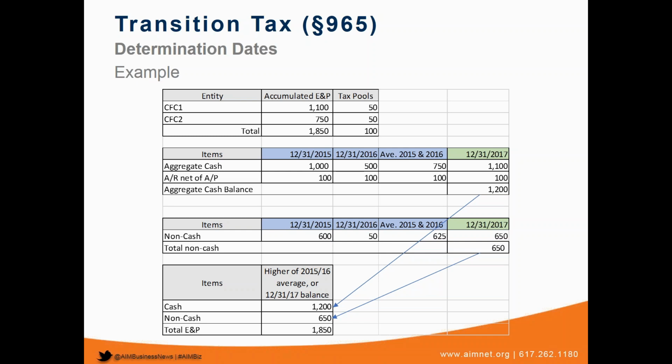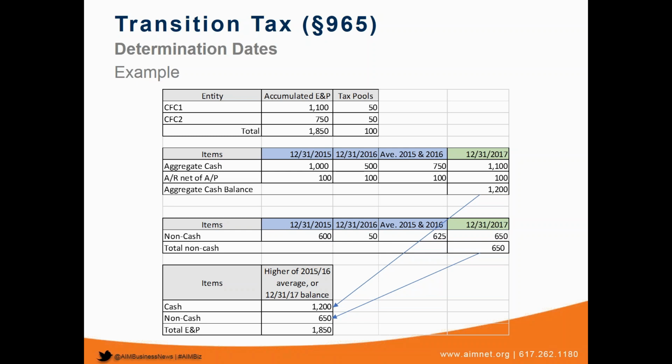Note that at the heart of this transition tax calculation is the concept of earnings and profits. E&P is a term of art that is really not defined by the code, but the procedure for calculating it is found in the Internal Revenue Code and the corresponding regulations. The next step is to determine which E&P amount is greater: the average of the E&P determined at 12/31/2015 and 12/31/2016, or the amount determined as of 12/31/2017. In our example, the amount as of 12/31/2017 is greater than the average of the 2015 and 2016 amounts, so the 2017 amount will be taken into consideration in determining the transition tax.